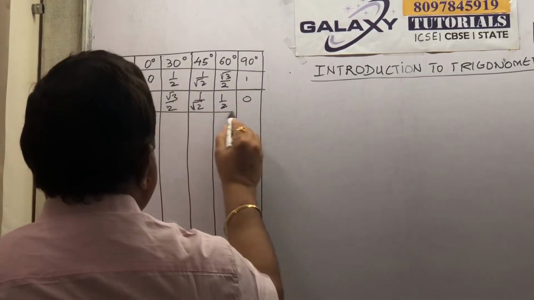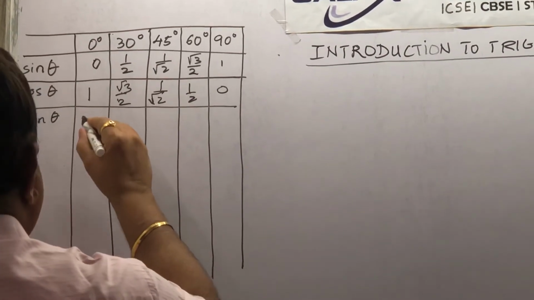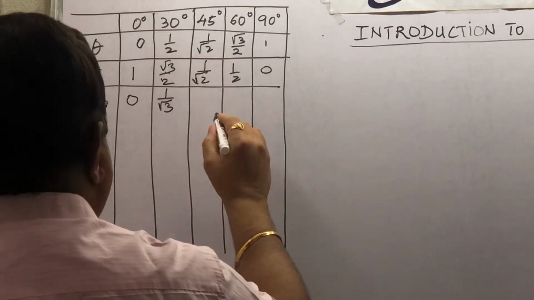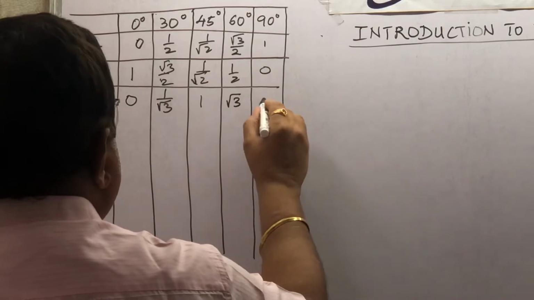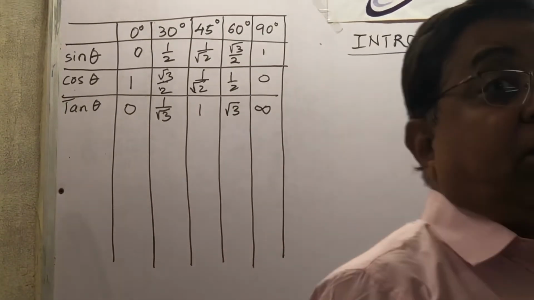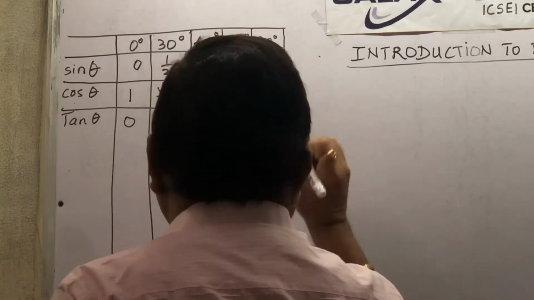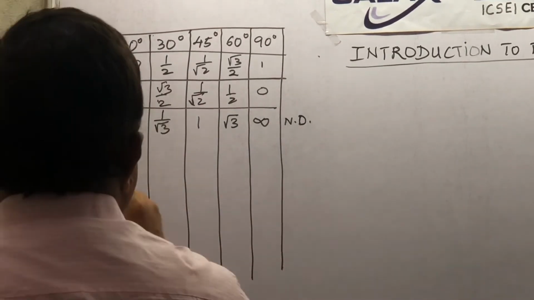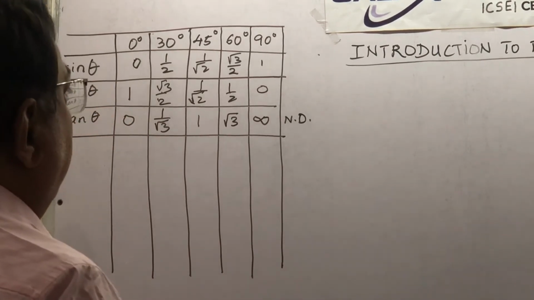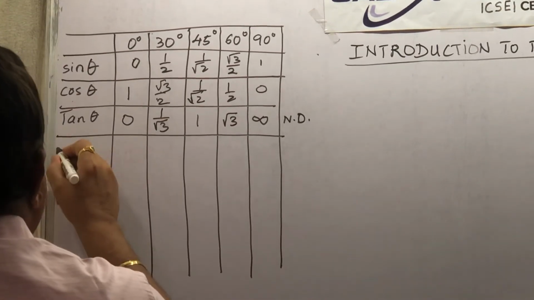Then we can divide these, or we will memorize tan theta values. Tan theta 0, 1 upon root 3, 1, root 3, and since we cannot divide by 0, we will have not defined. Okay, so we also write not defined, we put a symbol, but we don't have a value for it. If you know sine, you can write reverse for cos, you can divide, and you can find values for tan. The others are inverses.